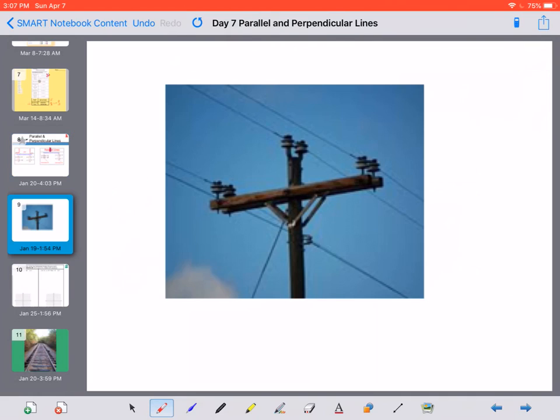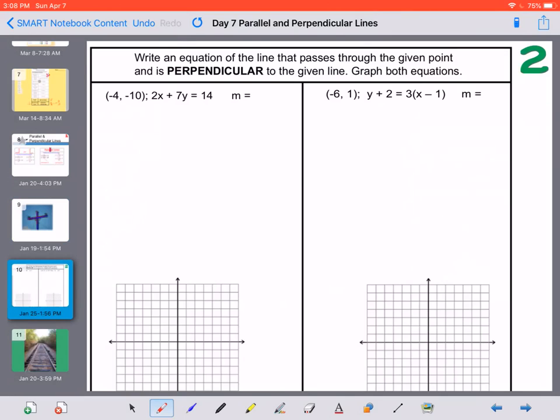So let's start off with perpendicular lines. So when I look at this picture, I see a perpendicular line. I see two lines going across here and here. Now those make 4 right angles, one here, one here, one here, and one here. Those are perpendicular lines. So if we take a look at these first two equations, it says write an equation of the line that passes through the given point and is perpendicular to the given line.